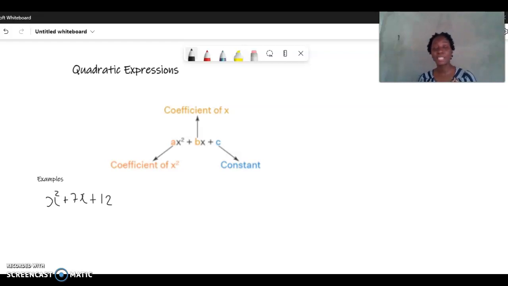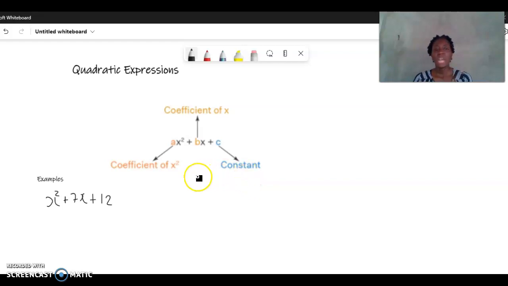Now, quadratic expression. Quadratic comes from the word quad, which means square. In this expression, the highest degree is squared. The quadratic expression is normally in the form ax squared plus bx plus c.